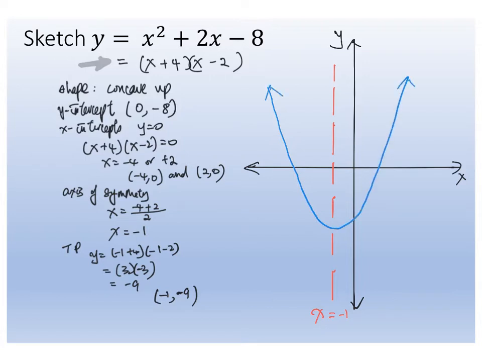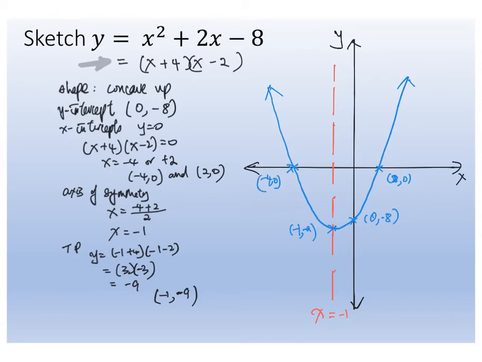Remember the arrow? So now I have actually sketched the parabola. Let me put a dot there. Now I can indicate all the points. So here, this is the turning point, which is minus 1, minus 9. This point here is 0, minus 8, that's the y-intercept. So this point here is 2, 0, and this point here is minus 4, 0. All right, it's this point.